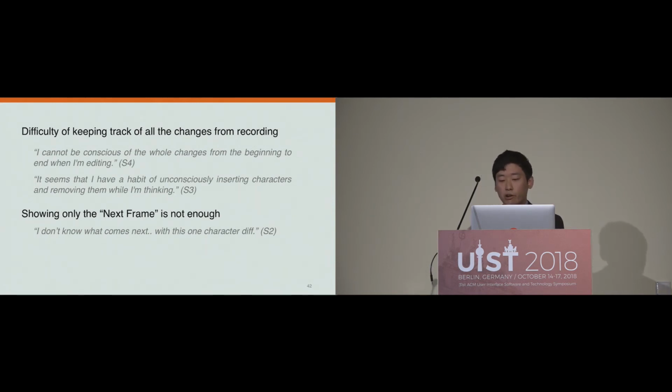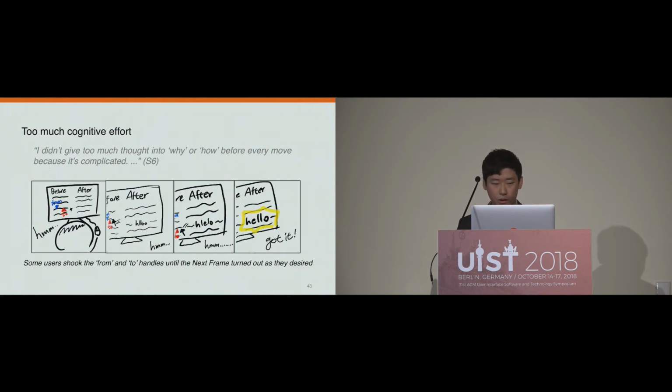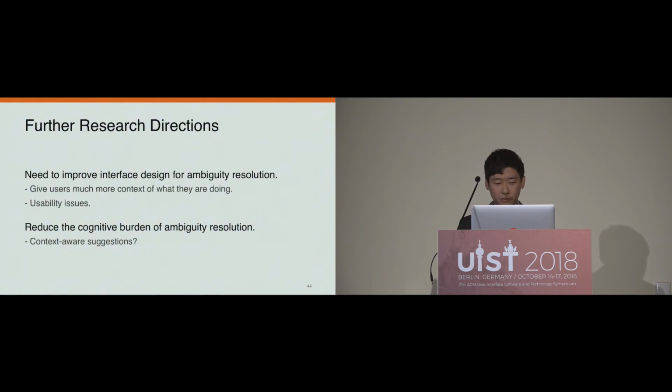And the problem is exaggerated by the fact that we only show the next frame, although the operations are very fine-grained. So we need to design something to give the users more context, to give a sense of what they are doing. Also, overall, many subjects said the ambiguity resolution process is just too complicated to handle. So they just tried to avoid creating any ambiguity, or just randomly chose the transformation.